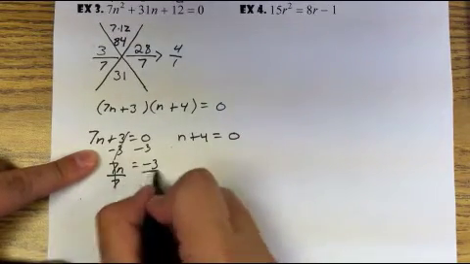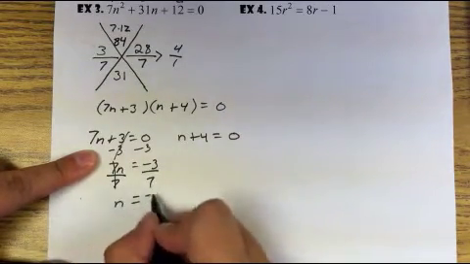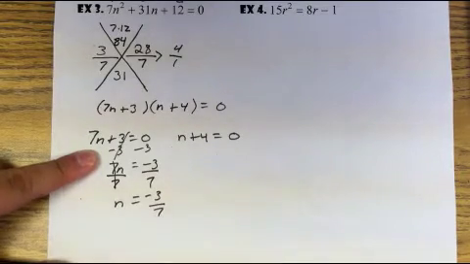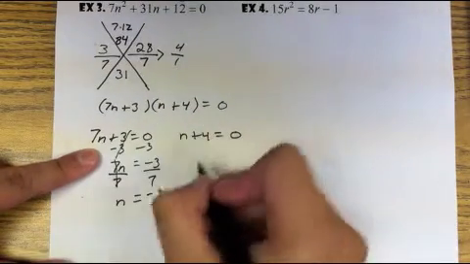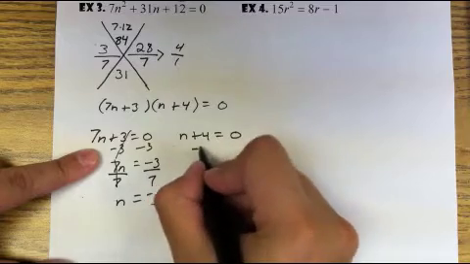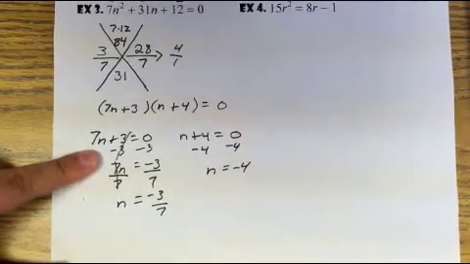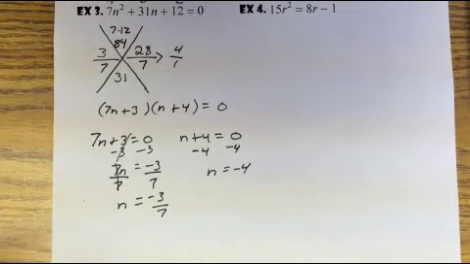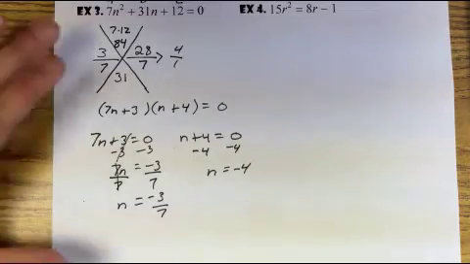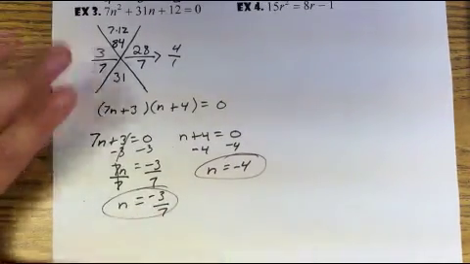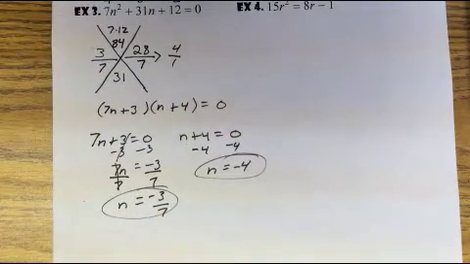Divide by 7. Once again, I like to leave it as a fraction, so negative 3 over 7 is your answer. How would we get n by itself here? Subtract 4. N equals negative 4. So how many intercepts are we going to have in this one? How many times will that graph cross the x-axis? Twice. You got it.